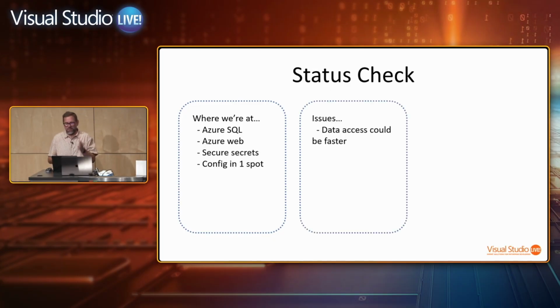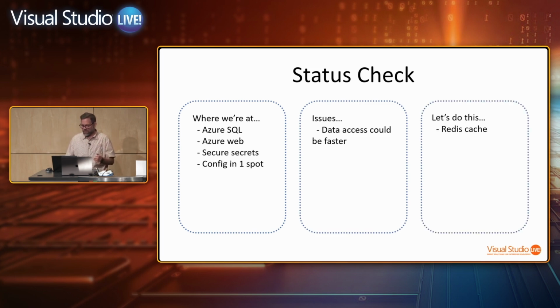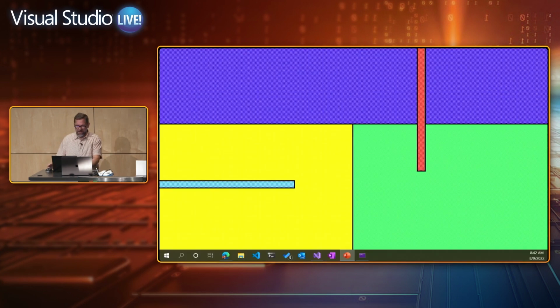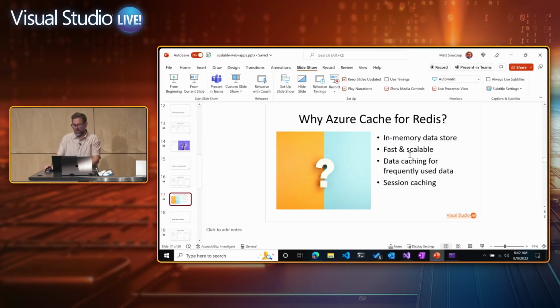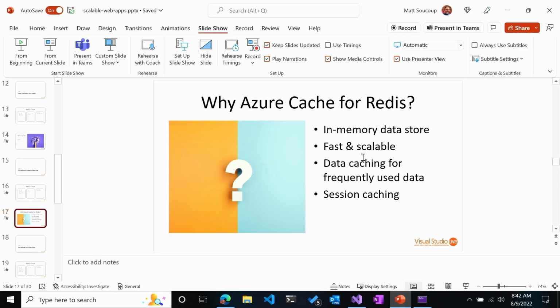Data access, though, we could do better. We can introduce Redis cache to everything. And doing Redis cache is actually, let me bring up this slide. Why Redis cache? It's an in-memory data store. It's fast and scalable. You can actually set up multiple Redis cache units and get at it around the world if you needed to. Data caching for frequently accessed data.